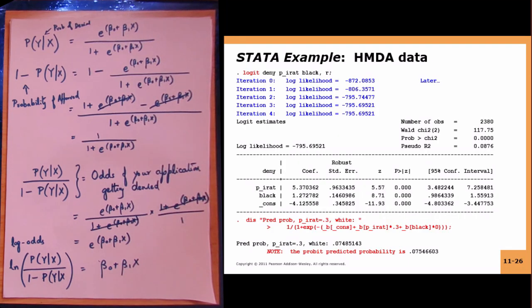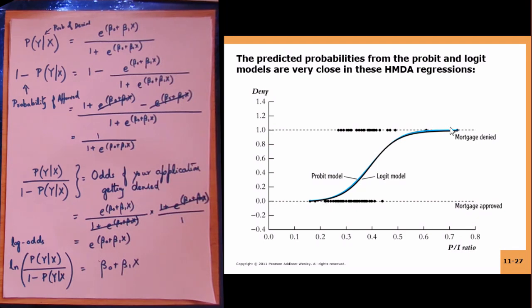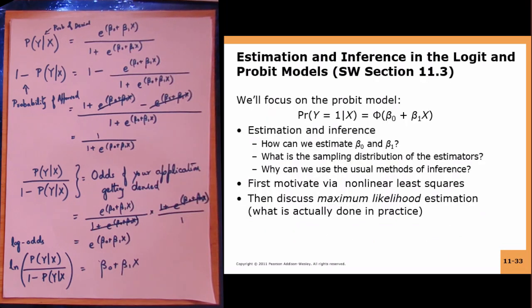Okay. So if you use the logit function again, these are the results that you get. You get the coefficient for the PI ratio as 5.37 and the coefficient for black as 1.27. And this is how the two models' predicted probabilities are very close. As you can see, they almost lie one on top of the other. The blue line stands for the probit model, and the black line stands for the logit model. Which model you use is up to you. It doesn't make much of a difference.